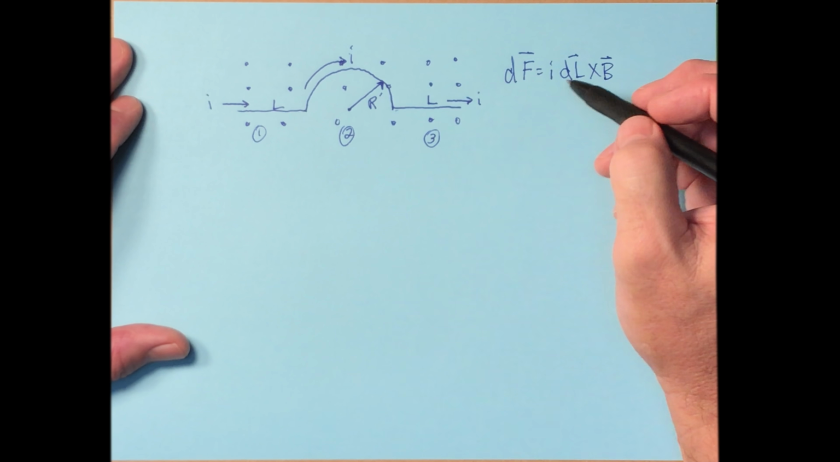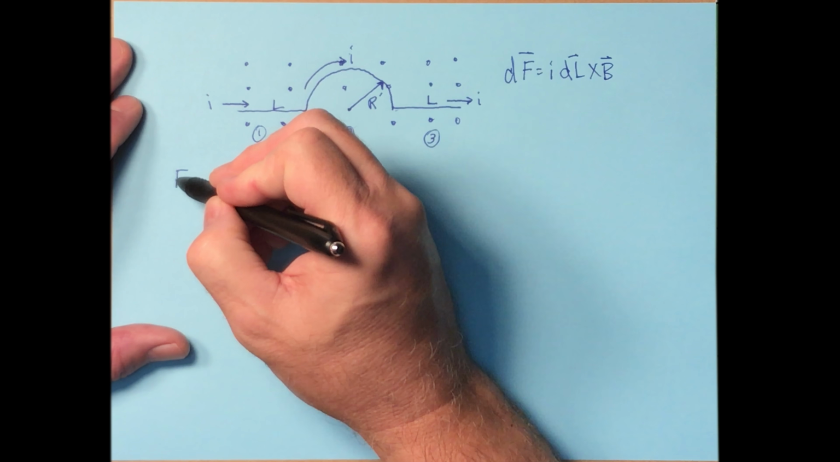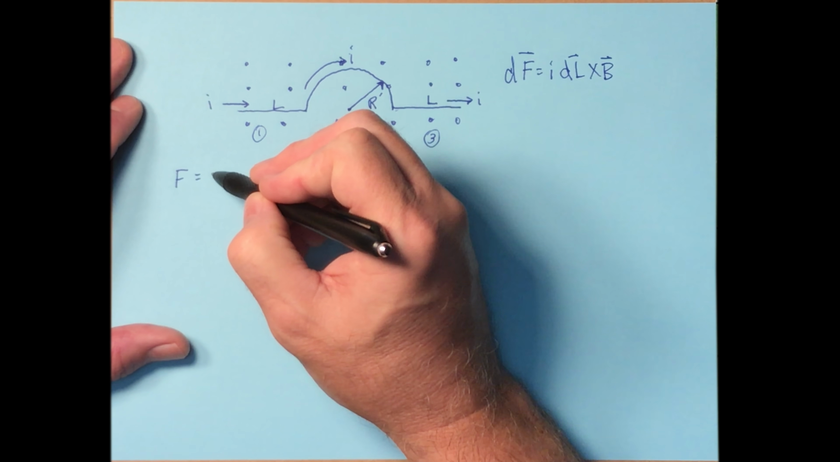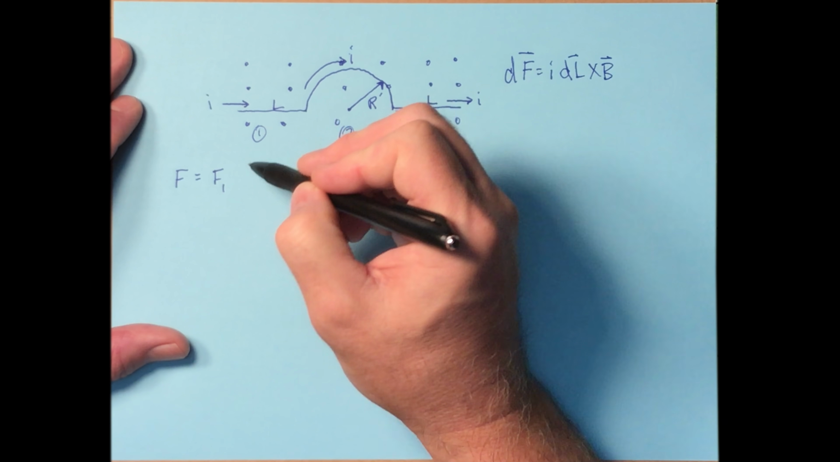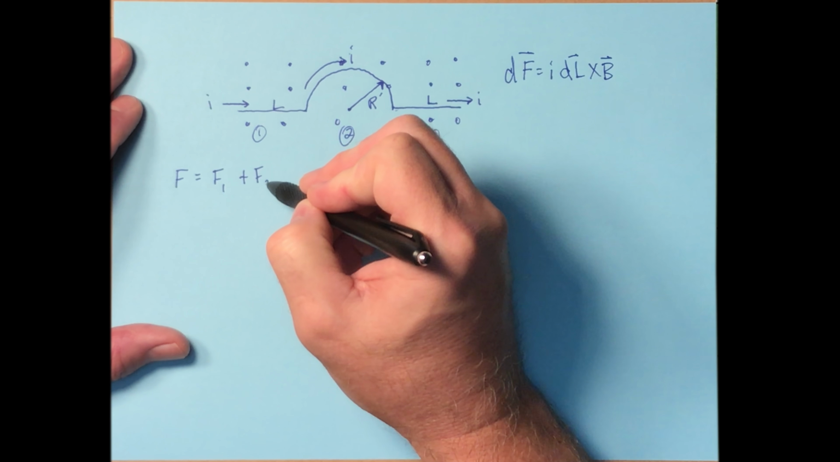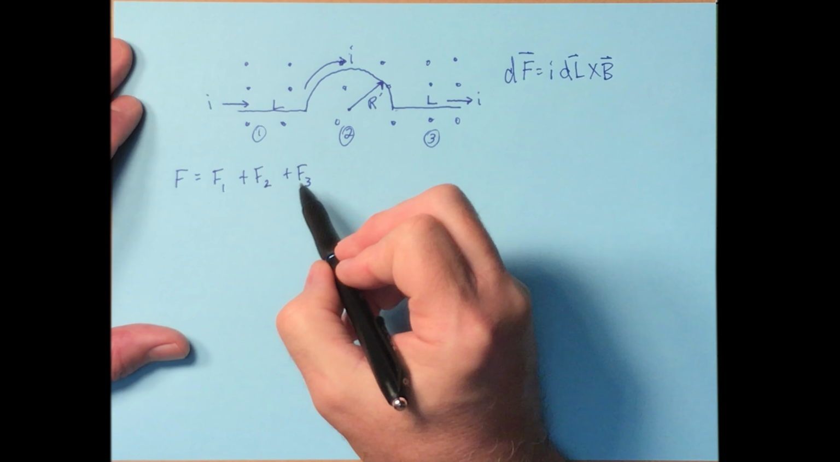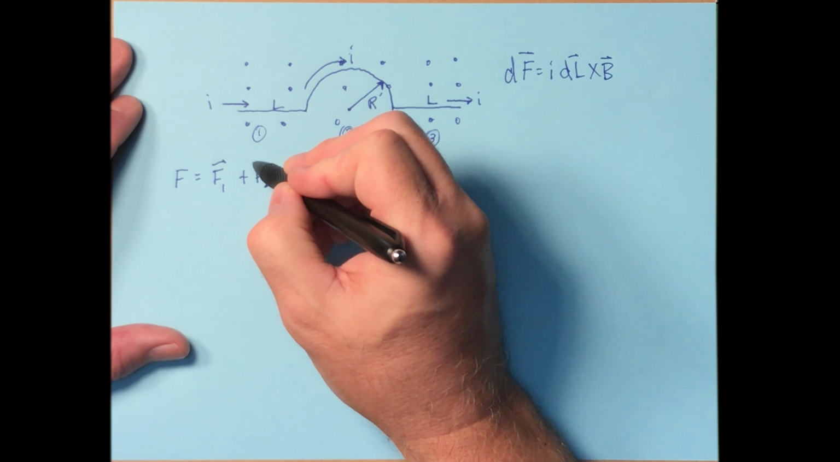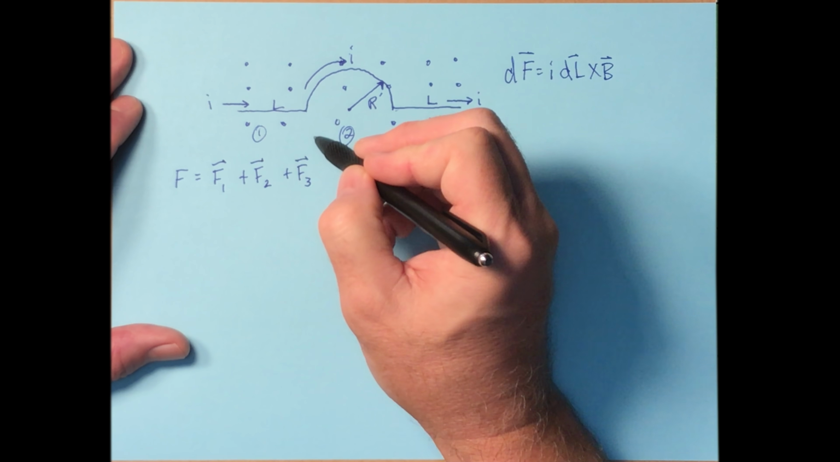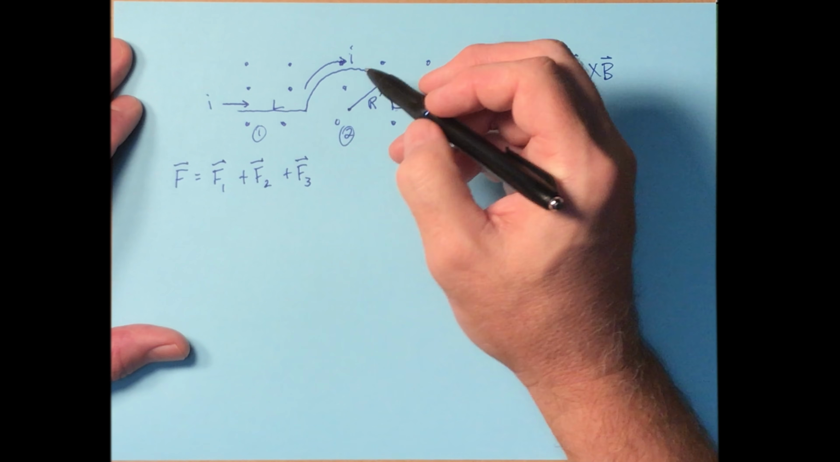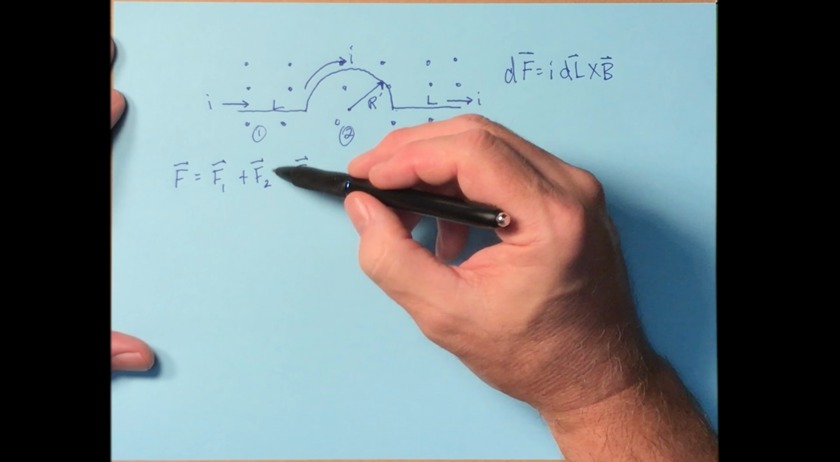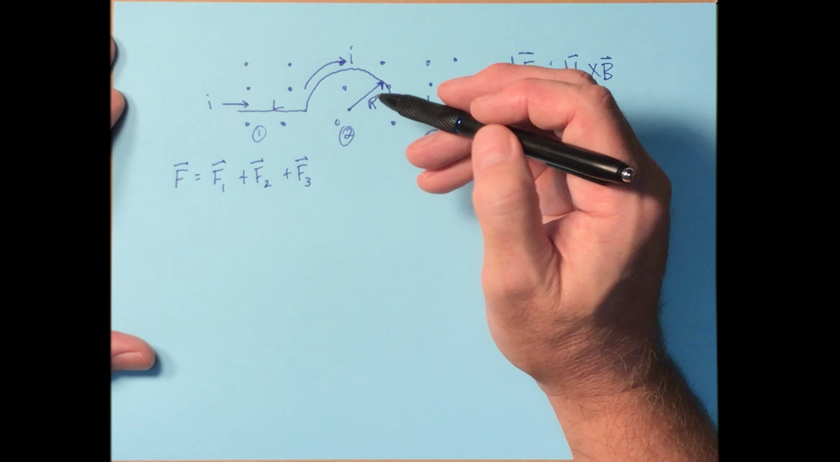If we want to figure out the total force, F, then it's just going to be the force on section 1 plus the force on section 2 plus the force on section 3. But we've got to be careful here. These are not just numeric values, these are vectors, which means we have to consider all of the directions and all of the components required to do that summation there.